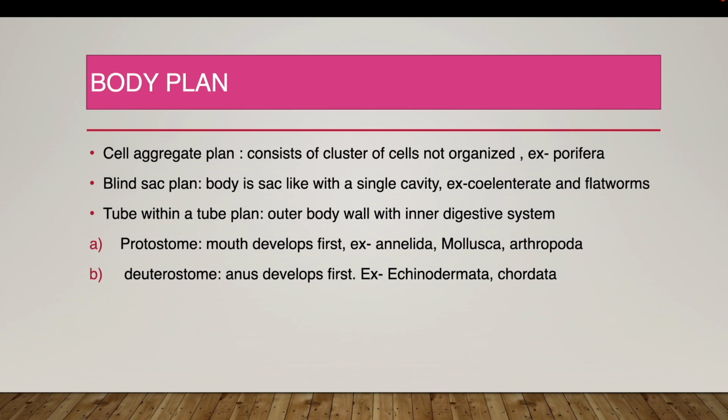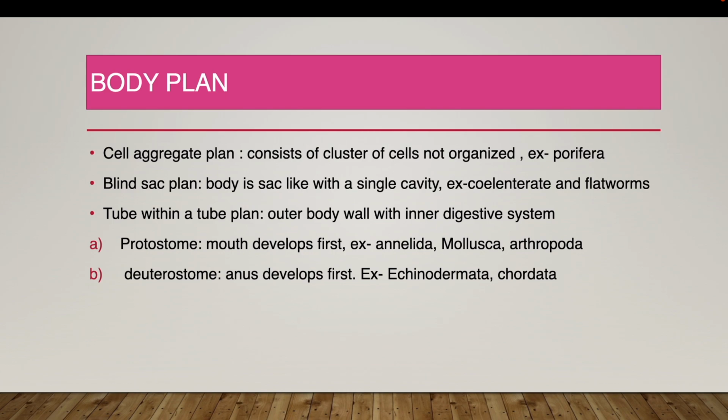Then the third one is known as tube within a tube plan. So here a proper alimentary canal exists with two cavities, or you can say two openings. So the outer body wall is present, and inside the body wall the digestive tract or the alimentary canal is present. That's why it's known as the tube within a tube plan.